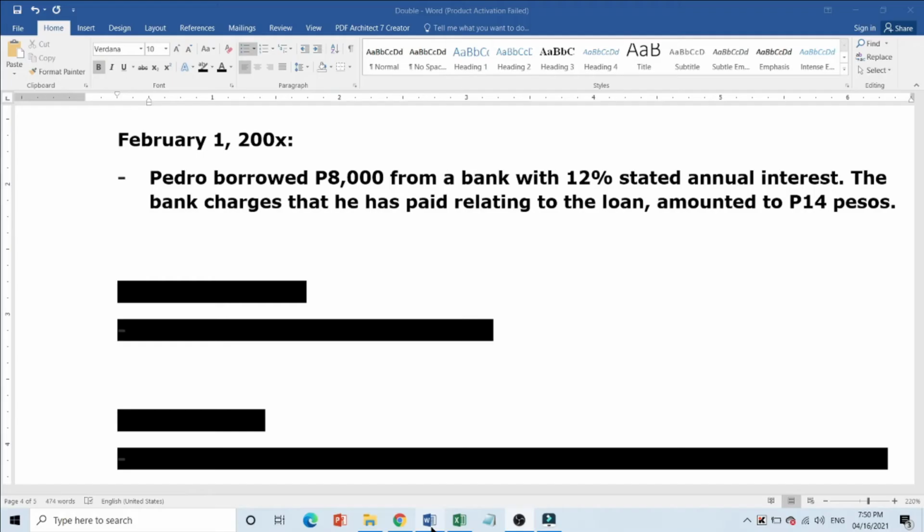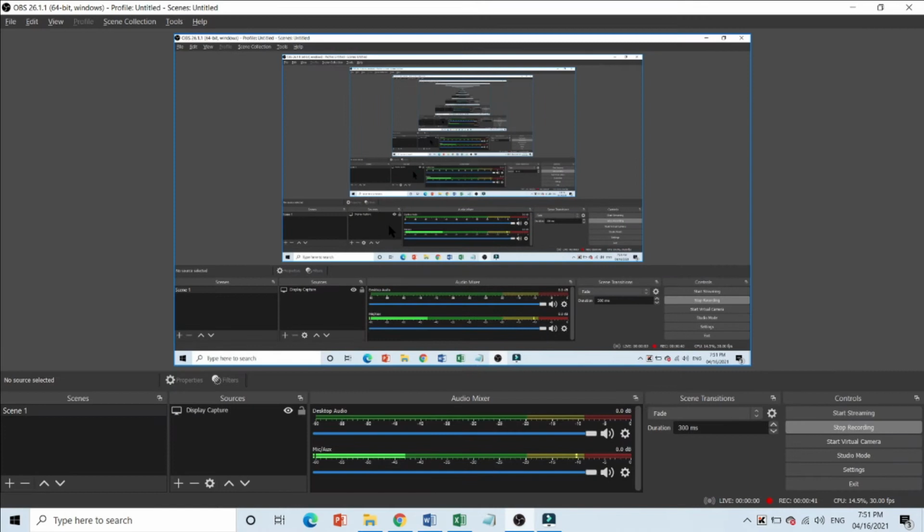Okay, so the next transaction happened on February 1, 2000X. So this is the transaction. Pedro borrowed 8,000 from a bank with 12% stated annual interest. The bank charges that he has paid relating to the loan amounted to 14 pesos. How are we going to journalize this transaction? Okay, let's analyze first the transaction. Pedro borrowed 8,000 from a bank. Okay, since we borrowed from a bank, obviously our liability will increase.